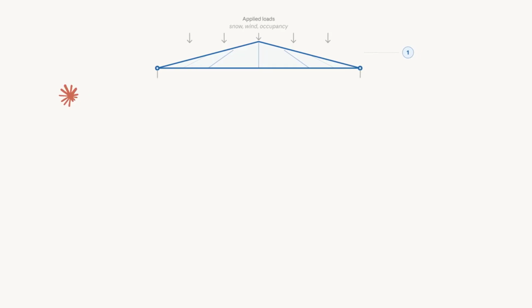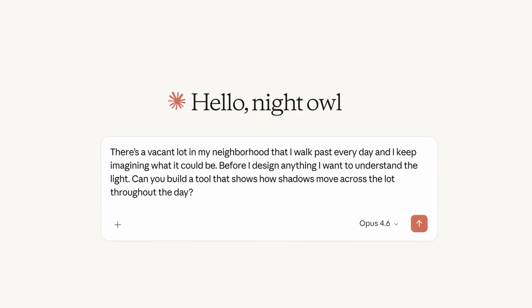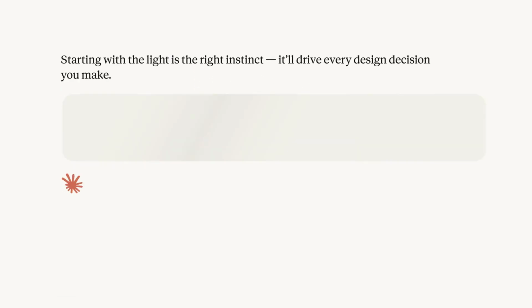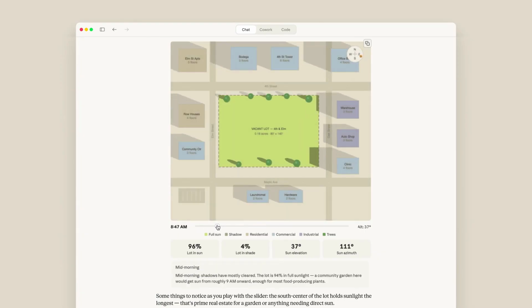After that, the demo moves into a site or shadow study. The user asks whether a large structure would cast a shadow over nearby housing at sunset, and Claude produces a sun and shadow visualization with a more spatial, scenario-based layout.